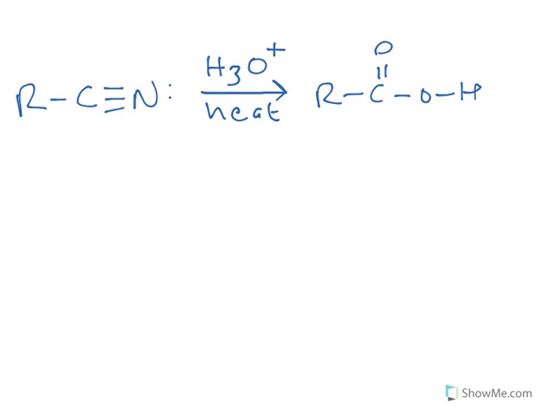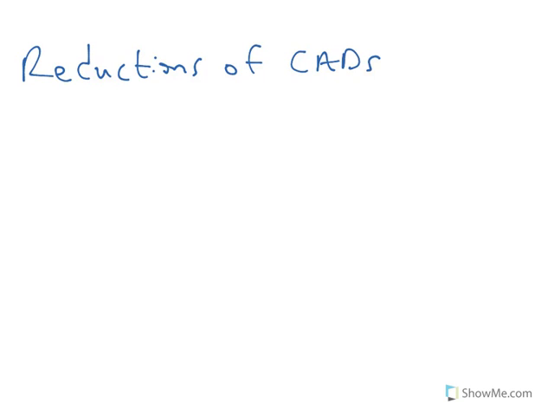So what I want to do now is take a paradigm shift here, where we're going to look at reductions of carboxylic acid derivatives, all right? So reductions of CADs. That's going to be achieved with a compound we call sodium borohydride, that we saw was able to reduce aldehydes and ketones, all right?